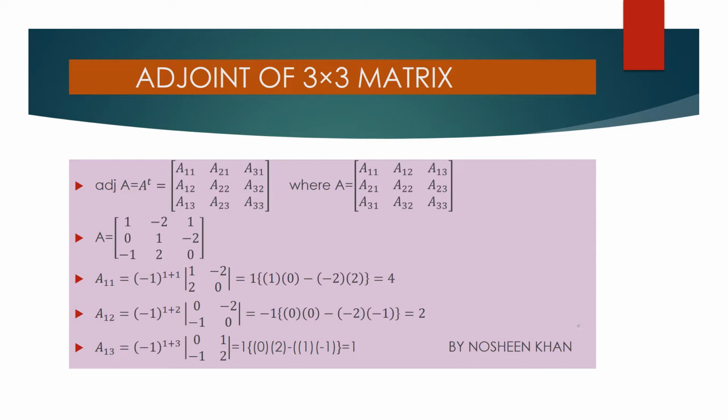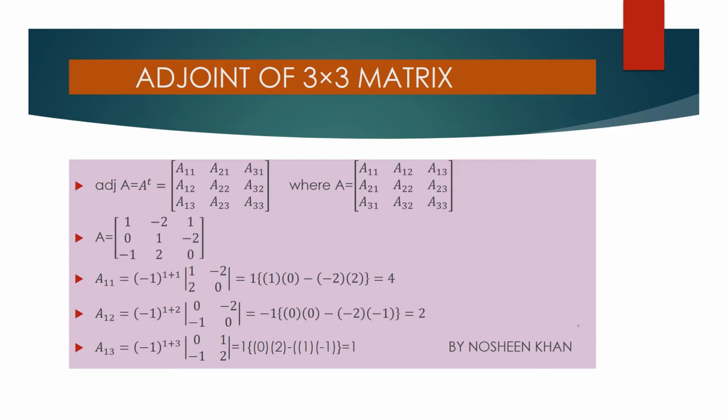A12 is equal to minus 1 power 1 plus 2. In the subscript here is 1, 2, so I will add in the power 1 plus 2. Minus 1 power 3 will give you minus. So minus 1, and 0 minus 2 minus 1 0 will be opened by the 2 cross 2 determinant method. So 0 multiplied by 0, minus, as per the formula, minus 2 multiplied by minus 1. After solving, it will give you 2.